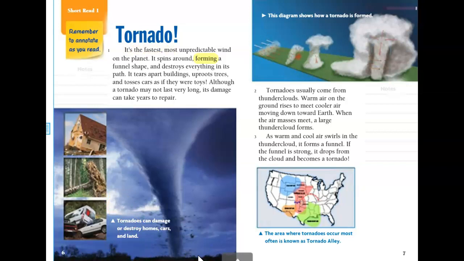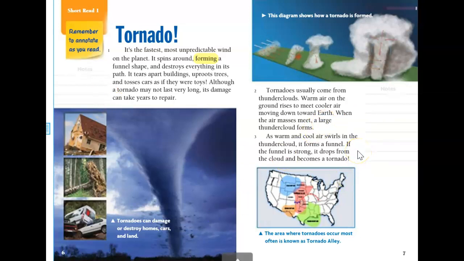Tornado. It's the fastest, most predictable wind on the planet. It spins around, forming a funnel shape and destroys everything in its path. It tears apart buildings, uproots trees, and tosses cars as if they were toys. Although a tornado may not last very long, its damage can take years to repair. Tornadoes can damage or destroy homes, cars, and land.